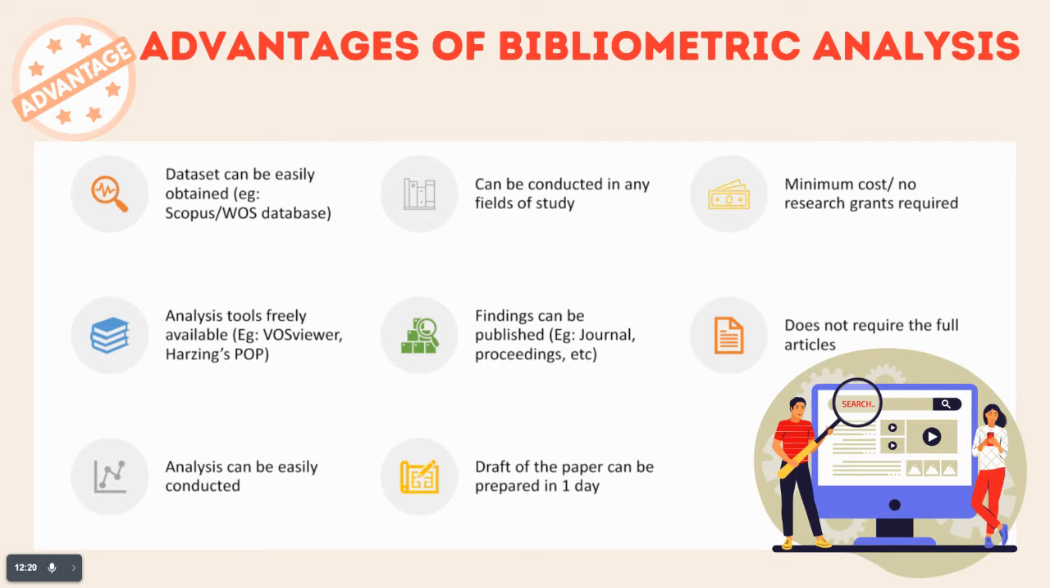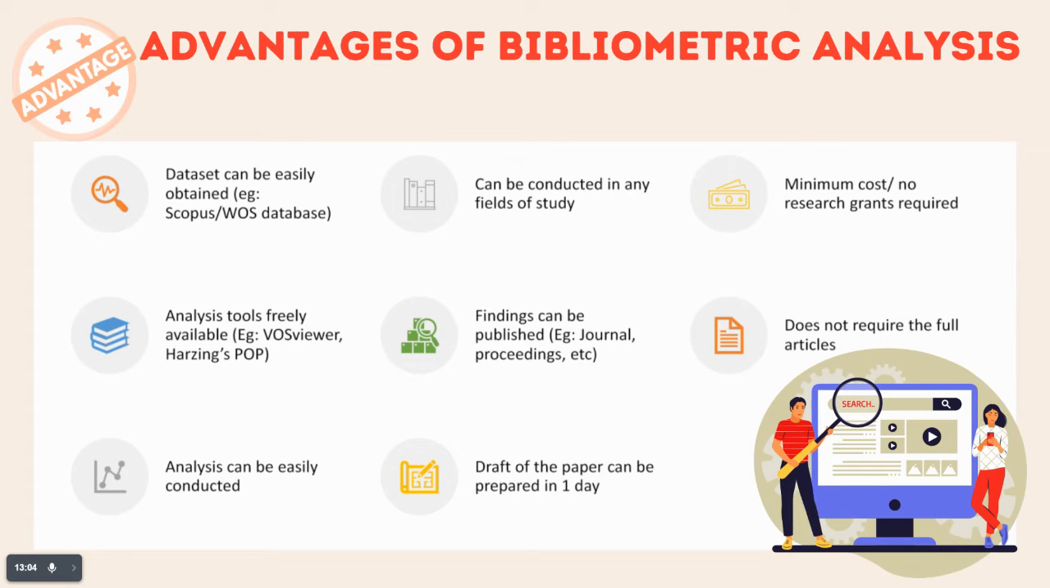Then analysis tools you can use freely. For example, VOSviewer or Publish or Perish, you can download them and use them for free, right? Then the findings can be published in journals and proceedings, so you can publish it as a paper. Many journals accept bibliometric analysis and it does not require the full article. You just want to show this particular topic, yes, you can show. You don't require the full article, right?